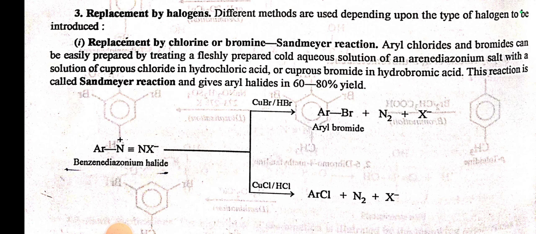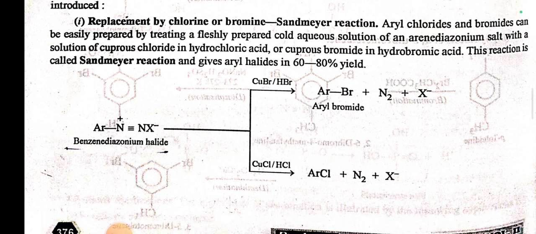Sandmeyer reaction. Aryl chloride and bromide can be easily prepared by treating a freshly prepared cold aqueous solution of an arene diazonium salt with a solution of cuprous chloride in hydrochloric acid or cuprous bromide in hydrobromic acid. This reaction is called Sandmeyer reaction and gives aryl halide in 60 to 80% yield. Benzene diazonium halide ArN2X- in presence of CuBr/HBr gives ArBr, aryl bromide, plus N2 plus X-. Benzene diazonium halide in presence of CuCl plus HCl gives ArCl plus N2 plus X-.